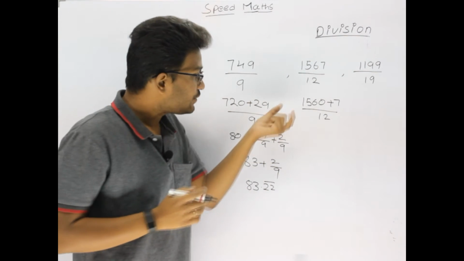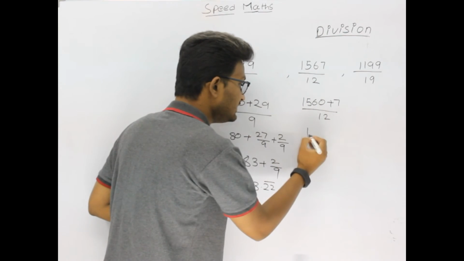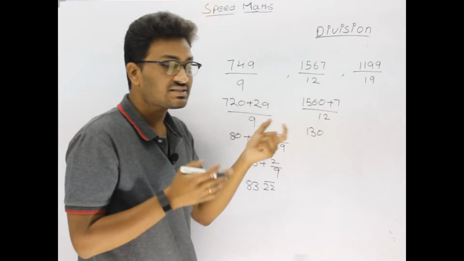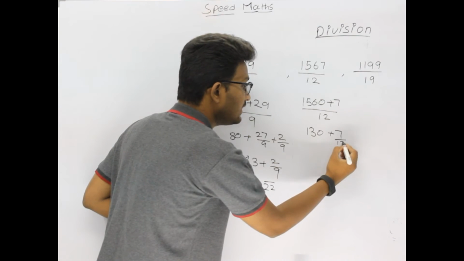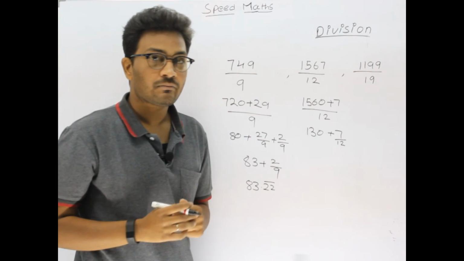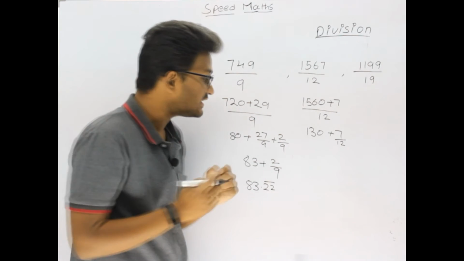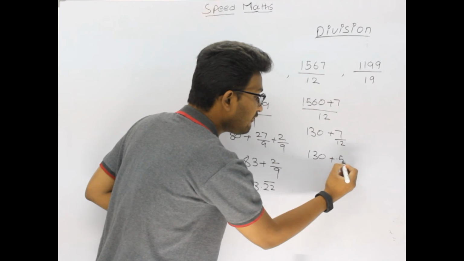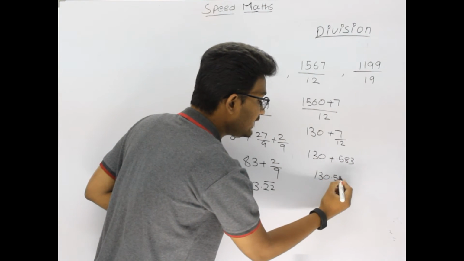And we also know that 1560 by 12 is nothing but 130. As 156 by 12 is 13, so 1560 by 12 will be 130. And plus 7 by 12, which will be 0.583. So the division of 1567 by 12 is nothing but 130 plus 0.583, which will be 130.583.